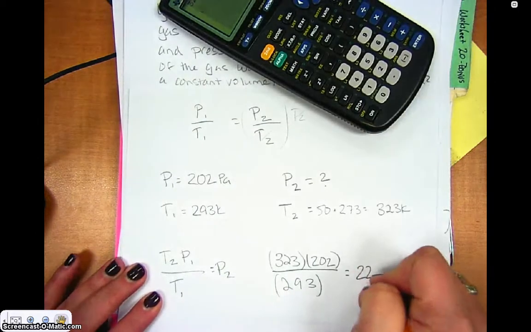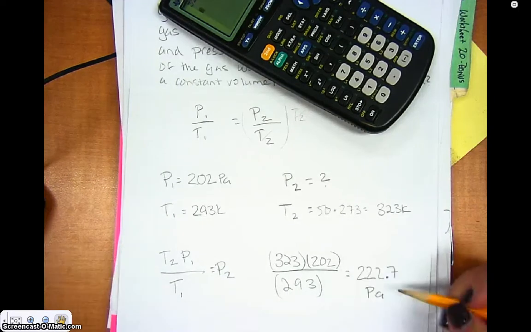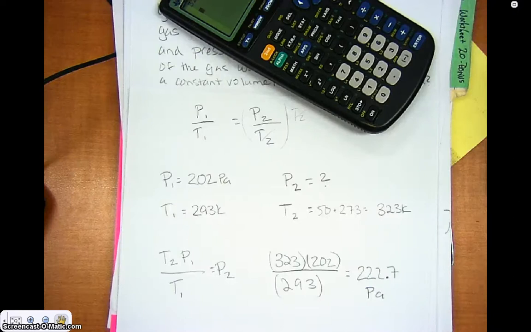So 222.7, and the unit is pascals. Okay, so that is an example of Gay-Lussac's law.